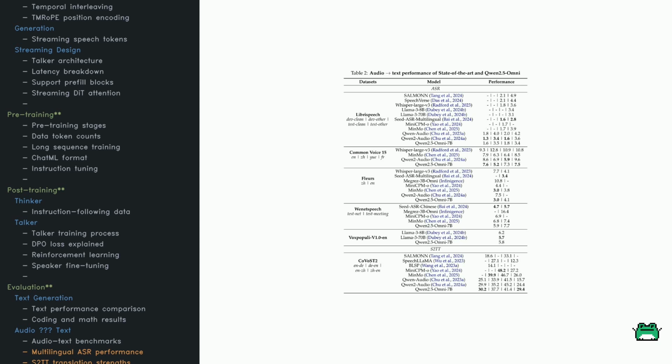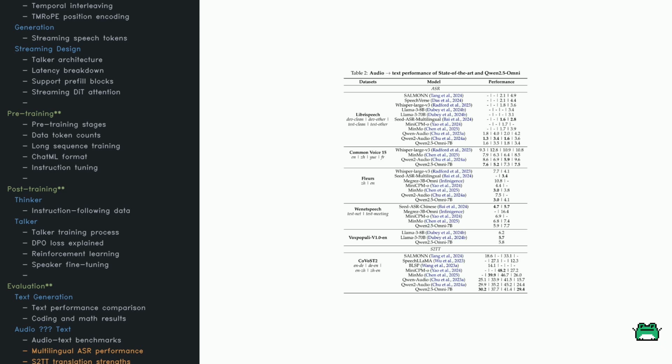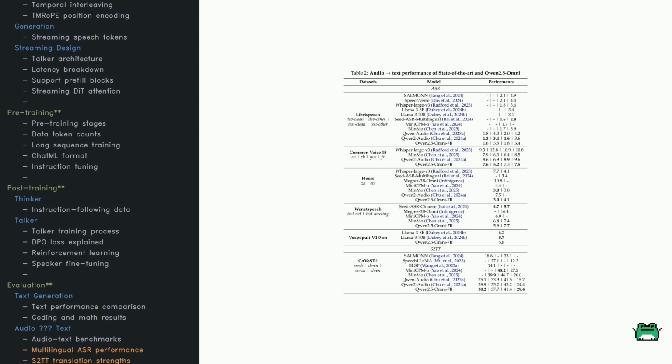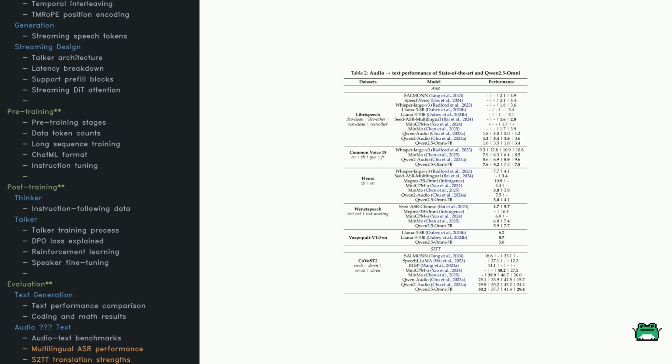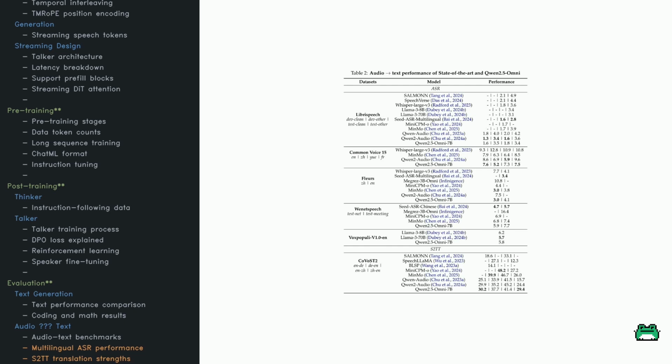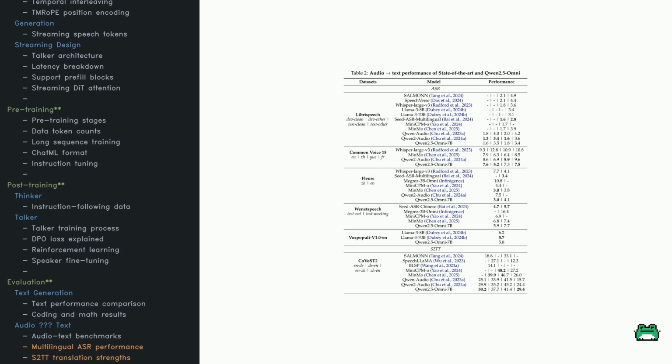On multilingual sets like Common Voice 15, covering English, Chinese, Cantonese, French, it hits around 7.5% WER, matching Qwen2 Audio. FLEURS is another multilingual test, and Qwen2.5-Omni pulls in scores above 5 for both English and Chinese. Even on harder audio, like WenetSpeech and VoxPopuli, it stays competitive, proving it's not just for clean lab data. And for speech-to-text translation, like turning Chinese into English.